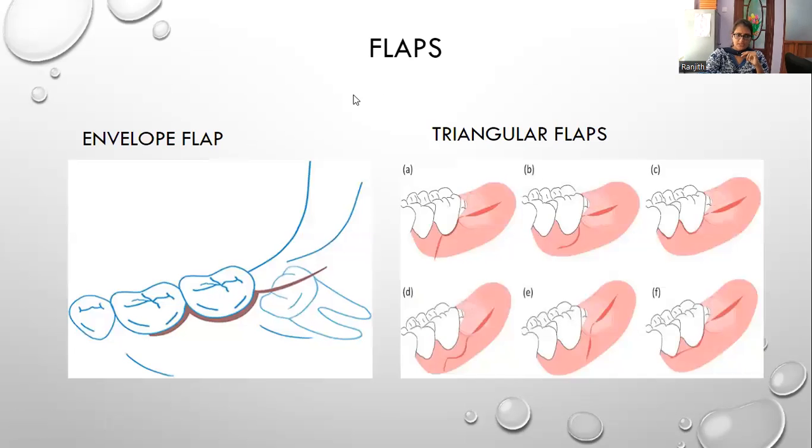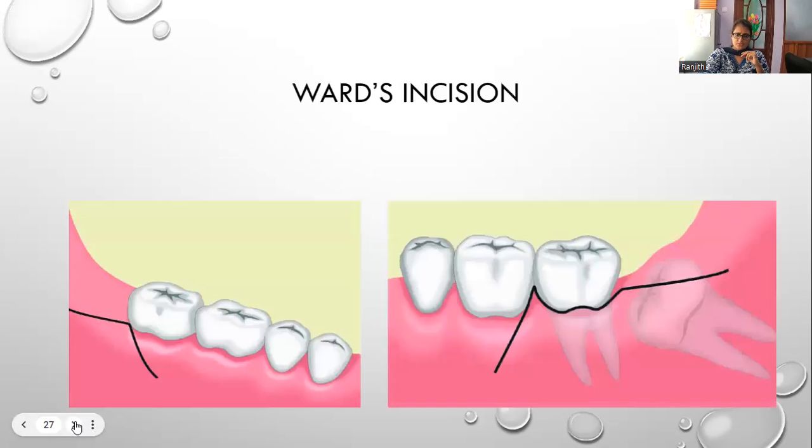So what are the various flaps that are used here? You can have envelope flaps, triangular flaps, modified triangular flaps, Cismet flaps, and Binet flaps. All these are different flaps that can be used in the surgery.